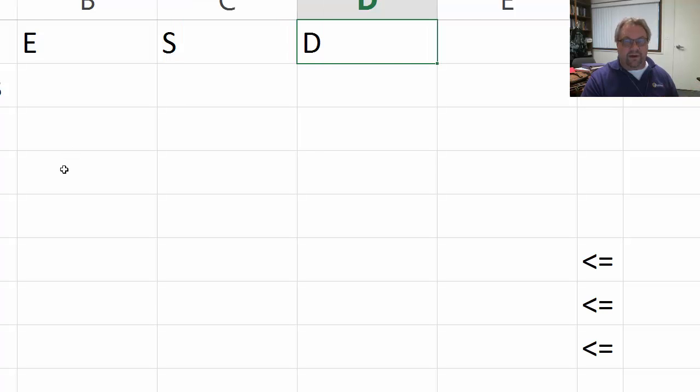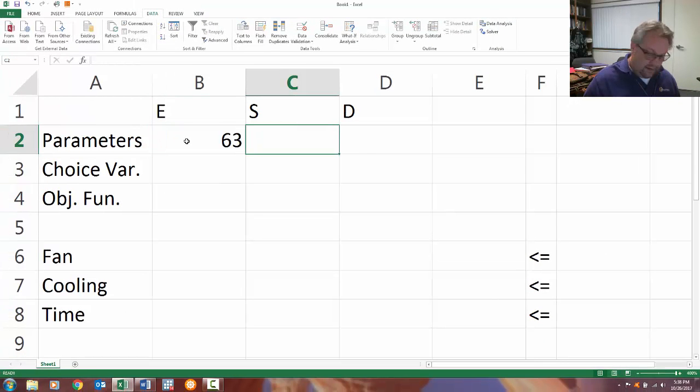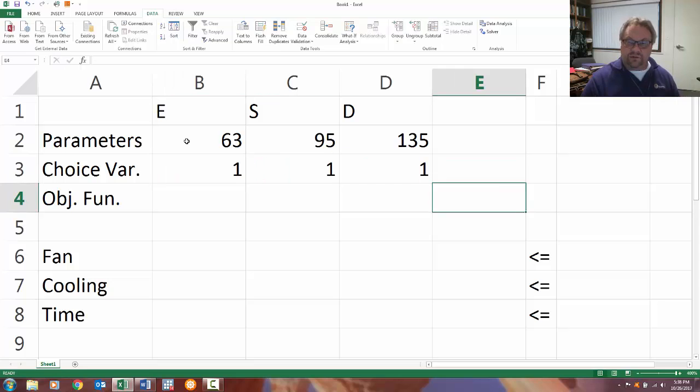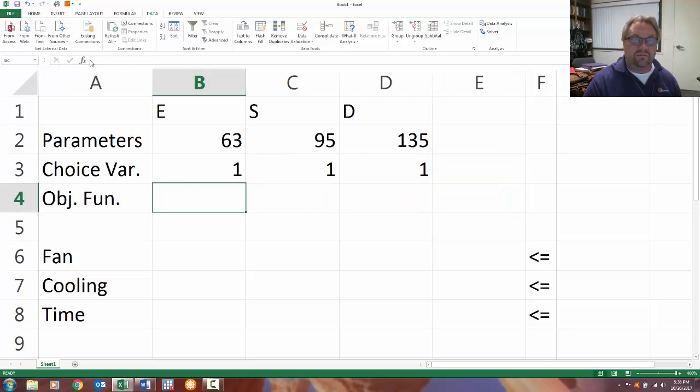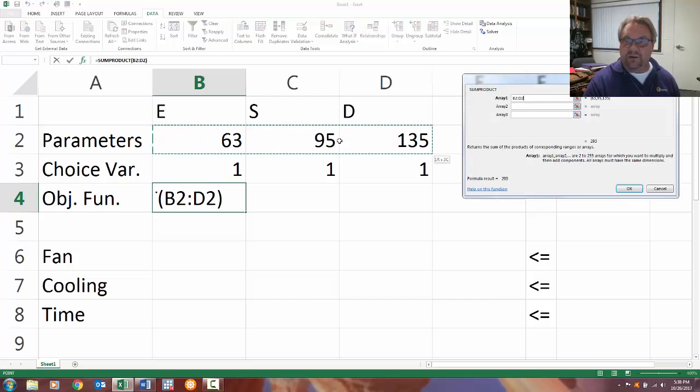I want to maximize my profit. Profit per unit is 63, 95, 135, placeholder for my choice variables. My objective function is the sum product of these parameters and my choice variables.